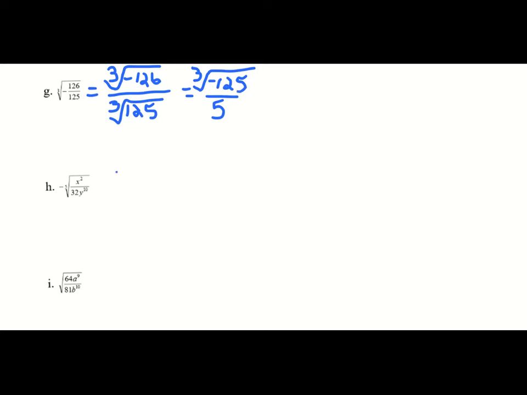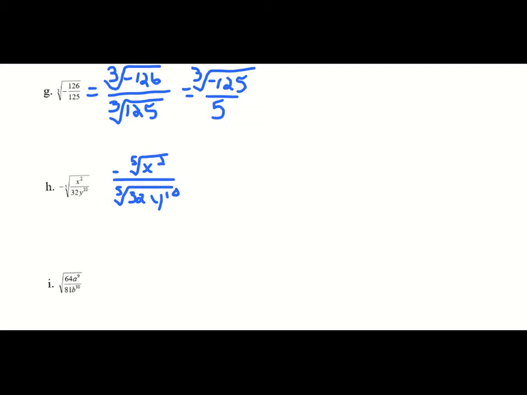All right, next we have h, and it has that negative symbol on the outside, so we want the opposite of the 5th root of x squared, which I can't do anything with, so I'm going to leave it as is, and the 5th root of 32 y to the 10th.